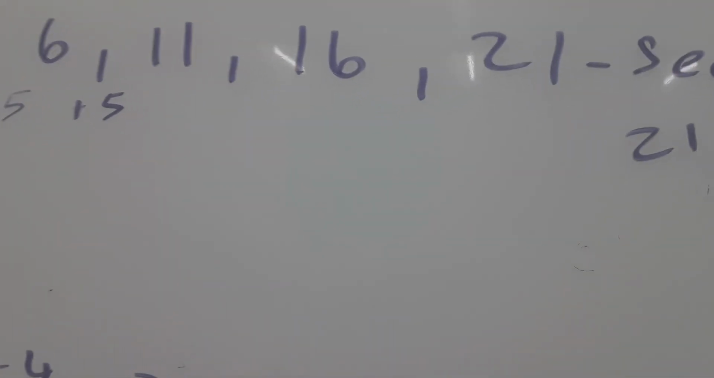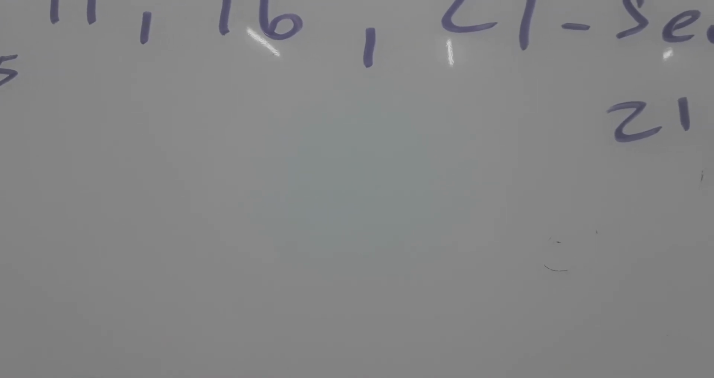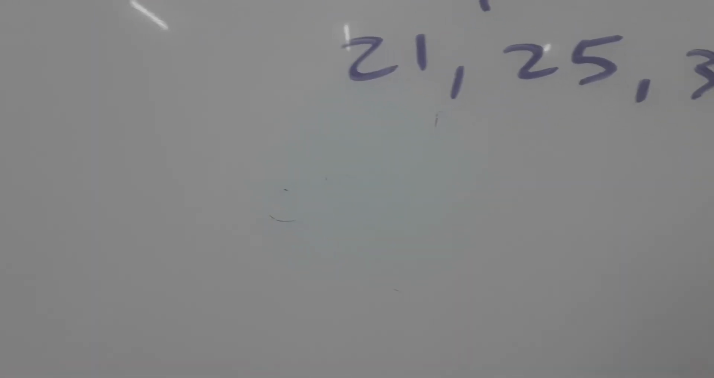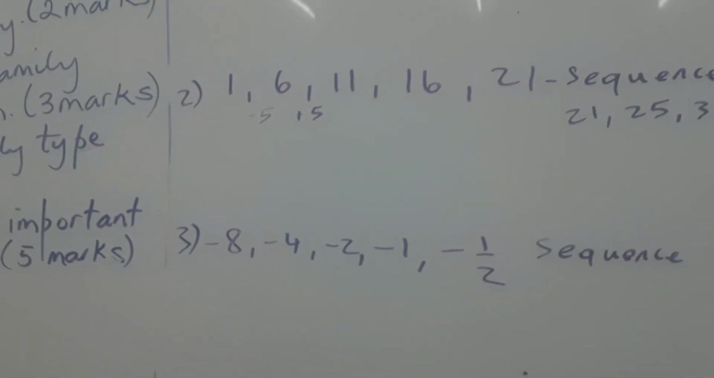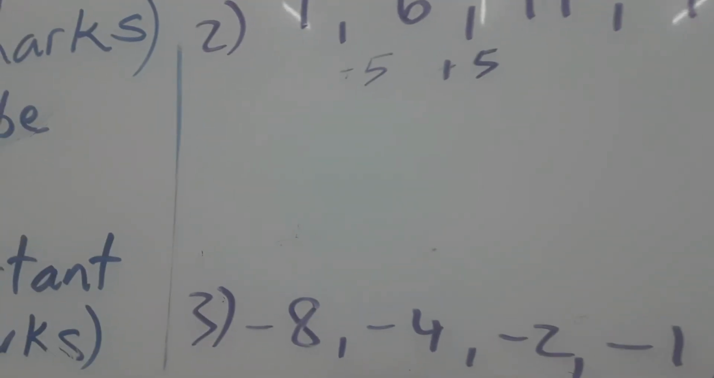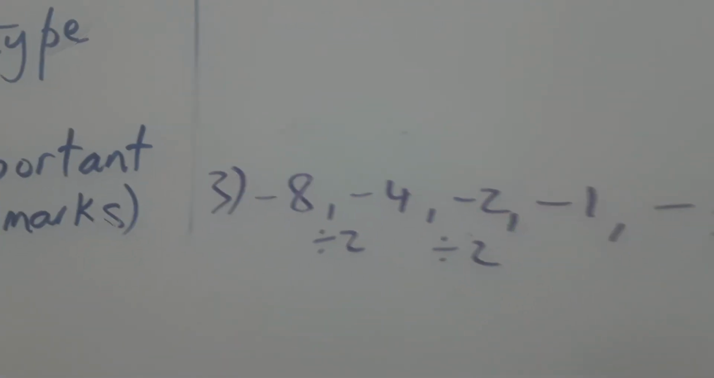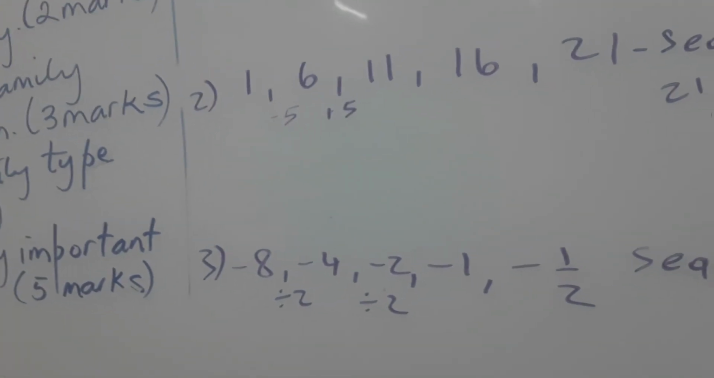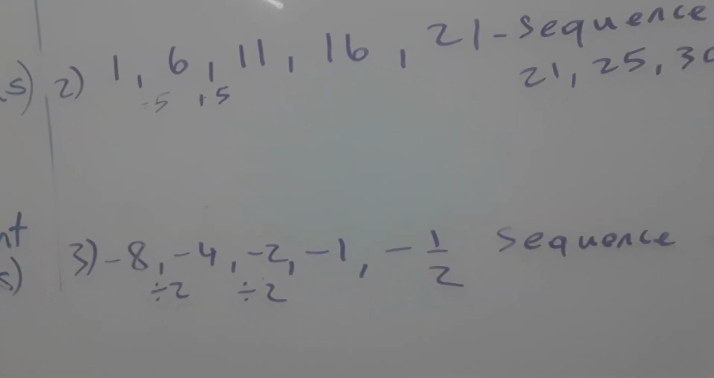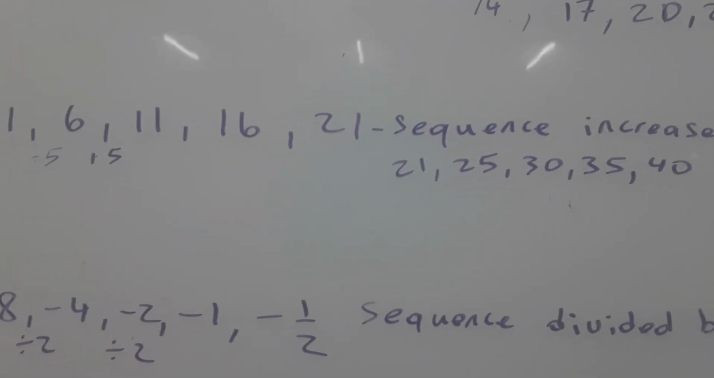So if we have a negative 8 and we divide that by 2, we'll get a negative 4. Dividing this as well by 2, we go on. Negative 8 divided by 2 equals negative 4, negative 4 divided by 2 equals negative 2, negative 2 divided by 2 equals negative 1, and negative 1 divided by 2 equals negative a half.